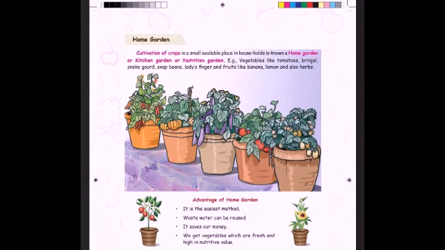Home garden, or kitchen garden, or nutrition garden, whatever word we use, this is the cultivation of crops in a small available place in our household. Whether it is your terrace, or a small balcony or any other place, if you have small pots of herbs or vegetables, that is a home garden. That is what we are going to know, and we are also going to learn what benefits we get from this home garden.